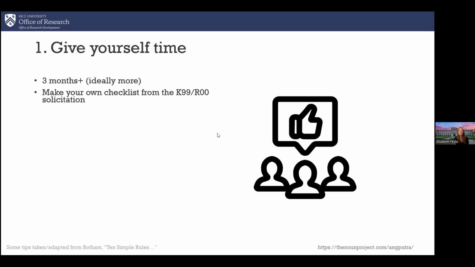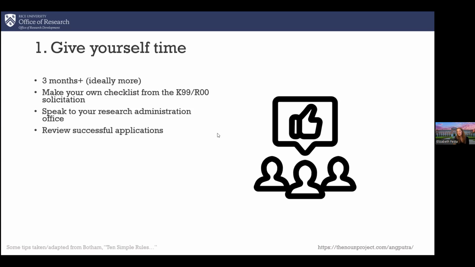I keep talking about making your own checklist. It's partly because I want you to own the solicitation. I want you to own the requirements and have the time to make them your own. I do want you to speak to your sponsored projects office about their requirements.